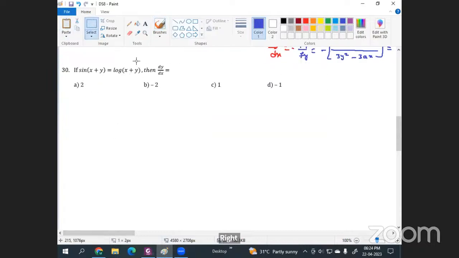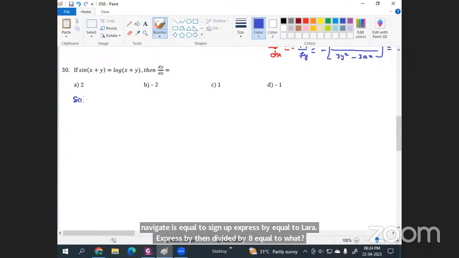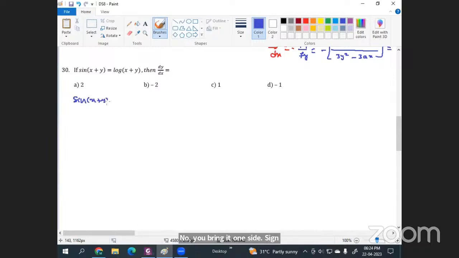Sine of x plus y equal to log of x plus y, then dy by dx equal to what? Now, you bring it one side. Sine of x plus y minus log of x plus y. It's a composite function. In both the terms, we have x and y.